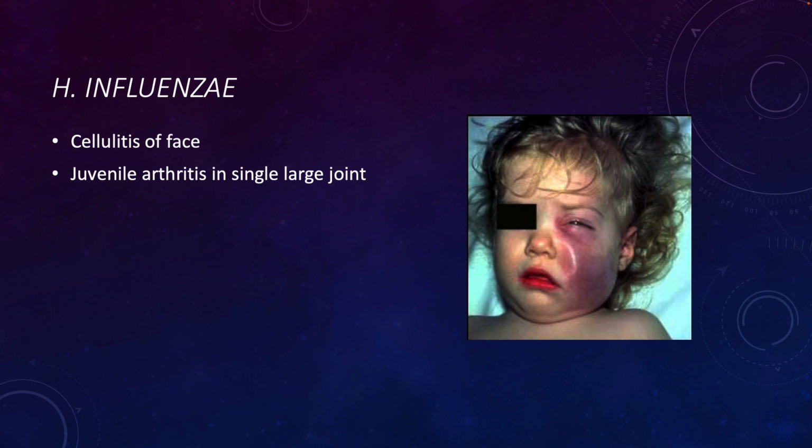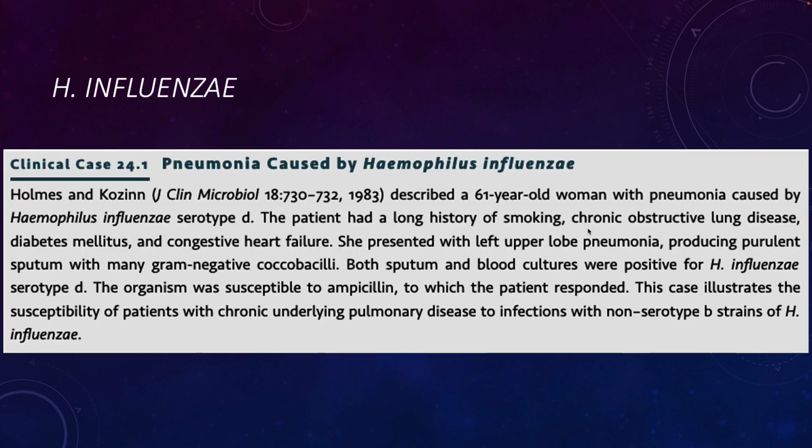Here's a case study describing a patient who is older, a 61-year-old woman with pneumonia caused by Haemophilus influenzae type D, long history of smoking, chronic obstructive lung disease, diabetes, congestive heart failure. So this is a patient who is maybe not taking care of themselves as well as you would like, especially with the smoking. Some of the other things can't be helped. You can't help if you get diabetes. But the smoking probably led to the lung disease, which could have led to the heart failure.